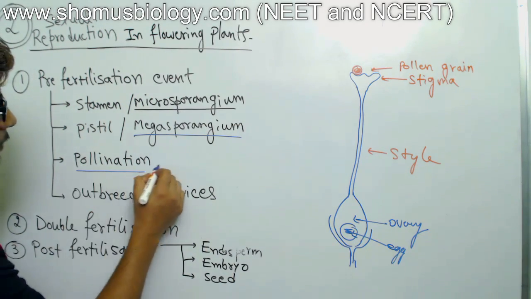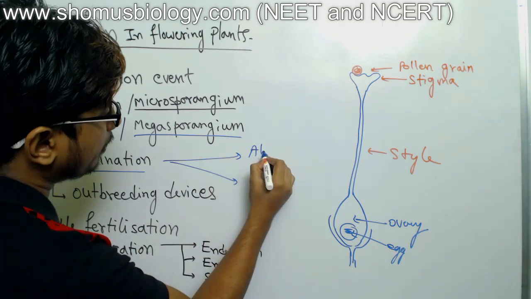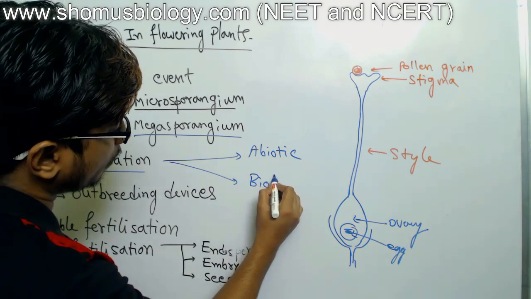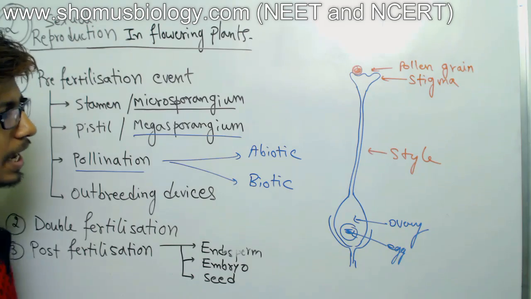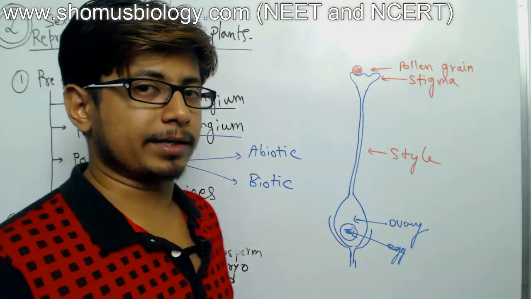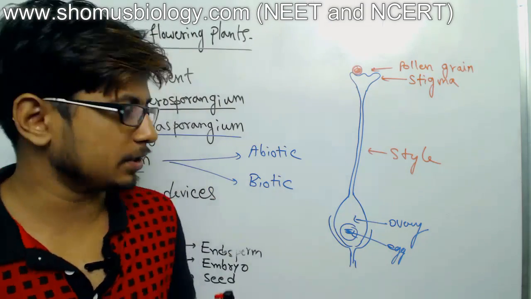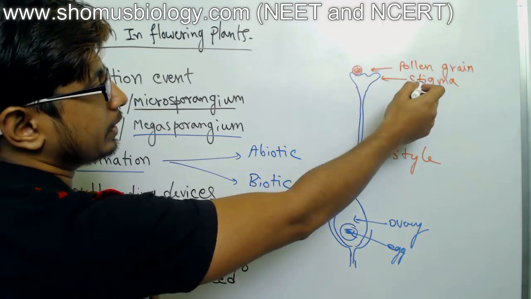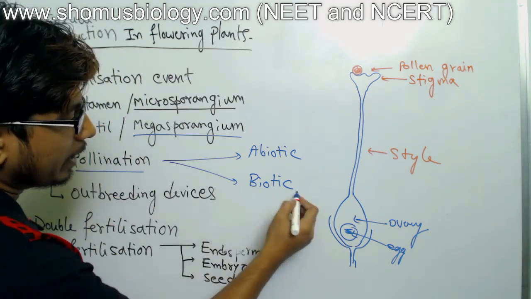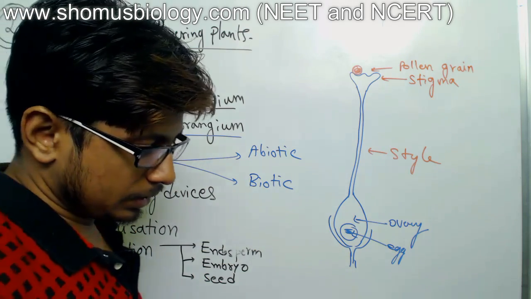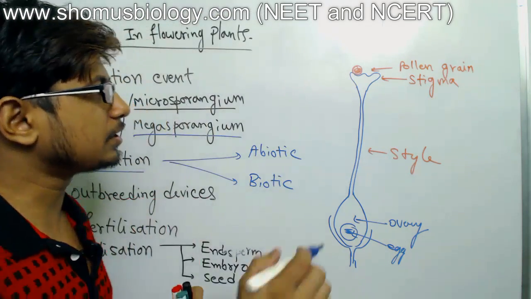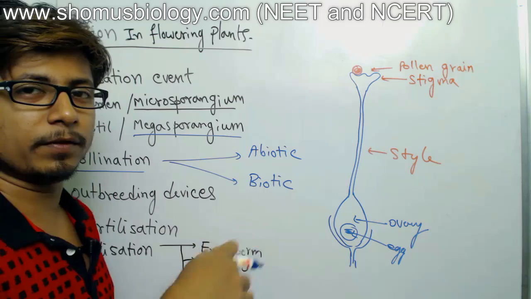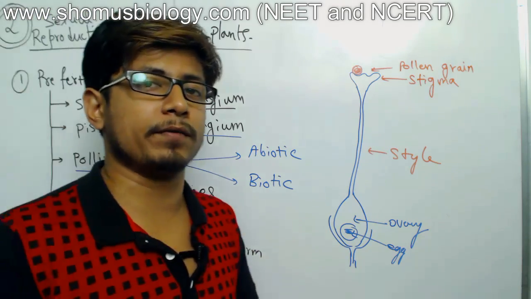Pollination is possible by two ways: with the help of abiotic factors, and with the help of biotic factors. Abiotic factors, for example, air and water. These are the two very common types of abiotic factors that may help to disperse the pollen grain so that the pollen grain comes in contact with the stigma. And biotic factors mean insects, right? Insects that are linked with transferring pollen grain from the anther of a male flower to the stigma of a female part of that same flower or of a different flower.